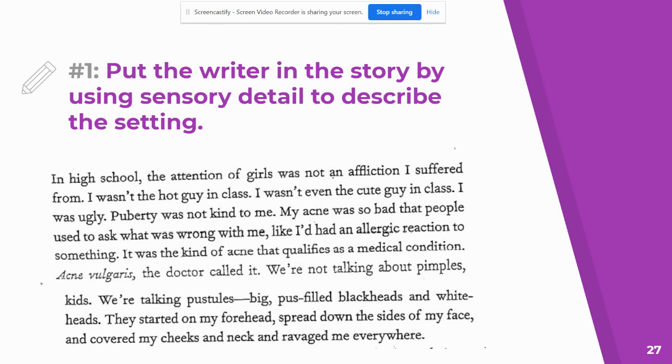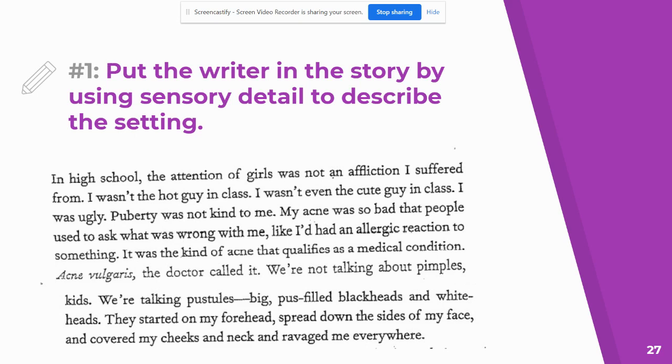It was the kind of acne that qualifies as a medical condition. Acne vulgaris, the doctors called it. We're not talking about pimples, kids. We're talking about pustules, big pus-filled. Look at this sensory language. Is that not to put a picture in your mind or what? Big pus-filled blackheads and whiteheads. They started on my forehead, spread down the sides of my face, and covered my cheeks and neck and ravaged me everywhere. So notice the use of sensory detail there to grab the reader in.